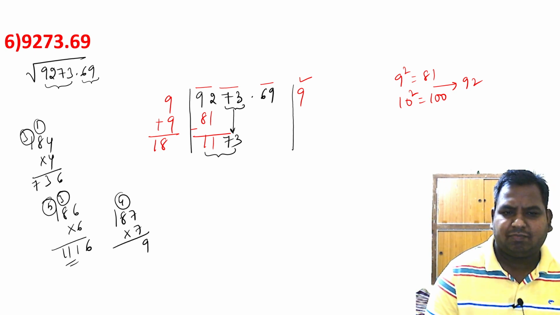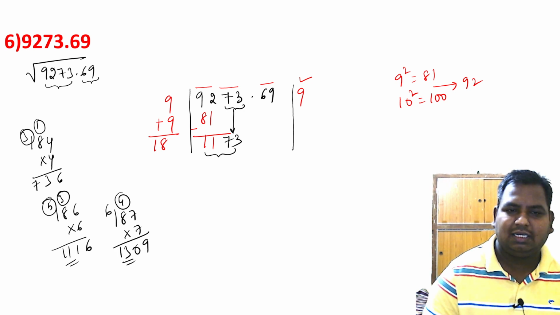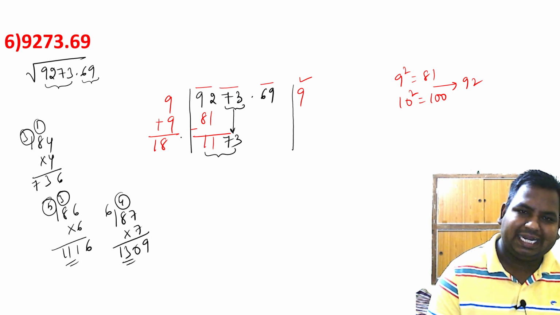So this will work because I think 187 times 7: 7 sevens are 49, 7 eights are 56, 56 plus 4 is 60. I think we'll have 1309. It will not work. So 186 times 6.